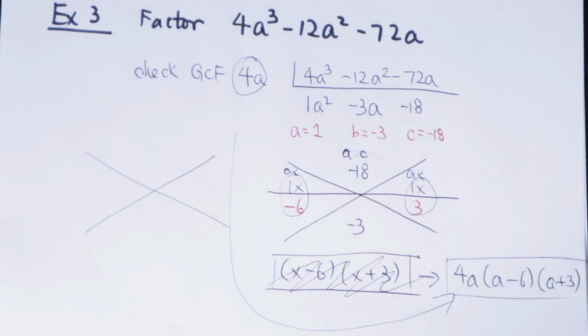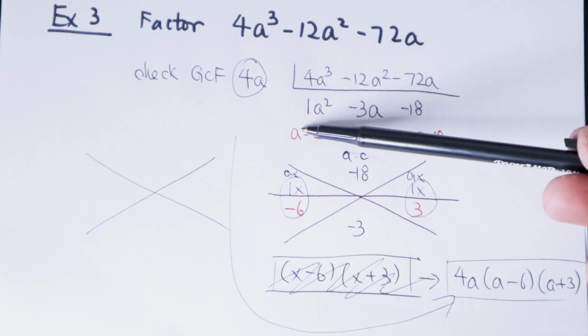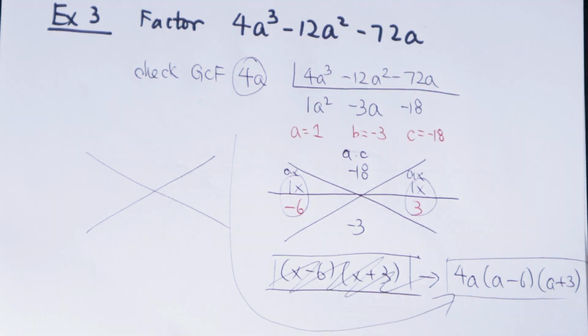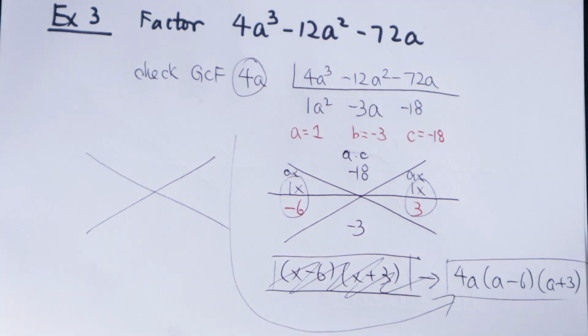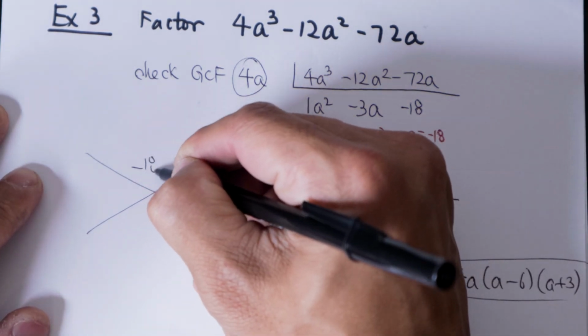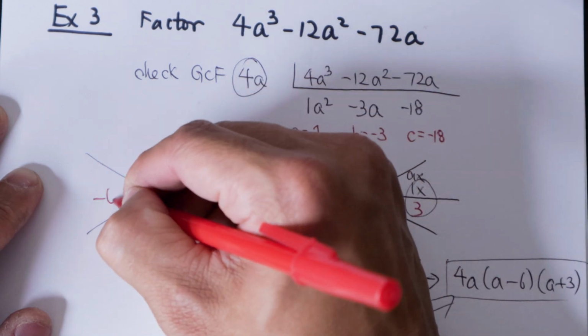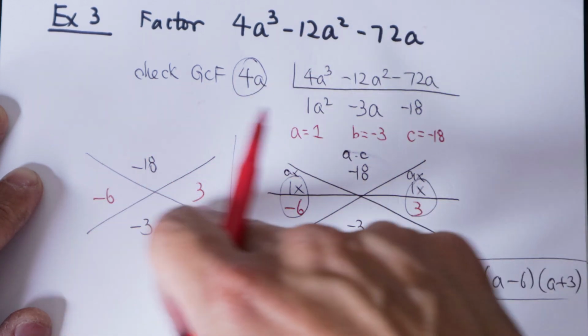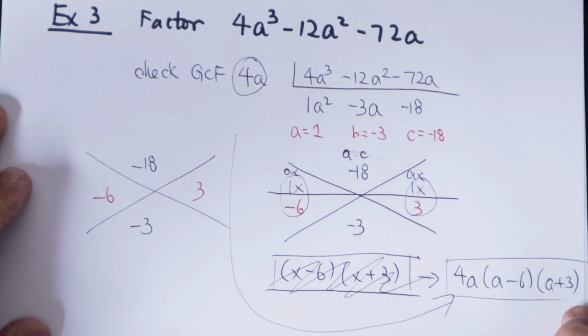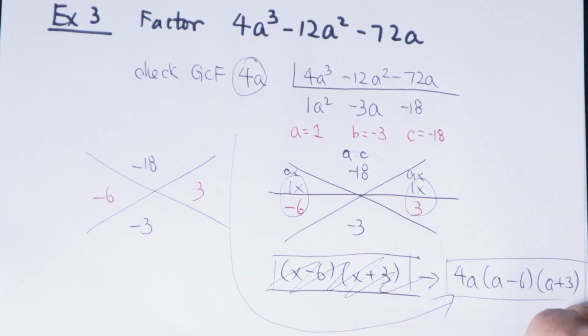But let's say you noticed that a is 1, and you're like, well, I didn't need to use the star method. I'm going back to the X game. Hey, it's the same thing. You're going to put negative 18 on the top, and you can put negative 3 at the bottom, and the two numbers are the same, negative 6 and 3. So aren't these two numbers the same number in the parentheses for your final answer?